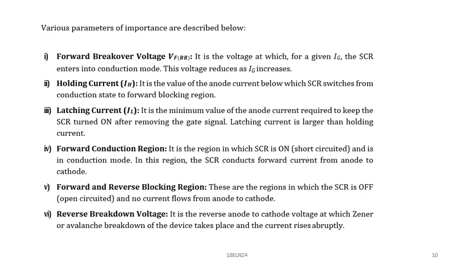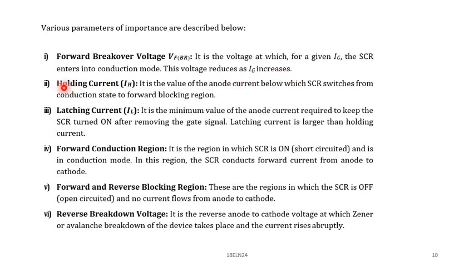The various parameters of importance are described below. The first one is forward breakover voltage. It is the voltage at which, for a given Ig, the SCR enters into a conduction mode. This voltage reduces as Ig increases. It is represented in the characteristics graph. It is the voltage for the respective values of gate current. And as the Ig increases, the forward voltage also reduces.